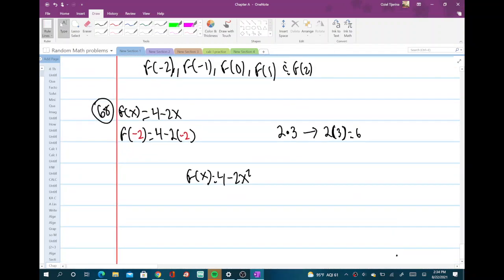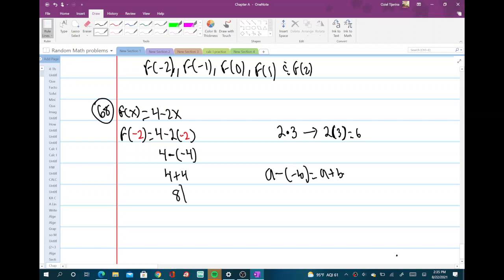So to finish this off, we have f of negative 2, which is 4 minus 2 times negative 2. So it's going to be 4 minus, and then what is 2 times negative 2? That's negative 4. Then we use this rule, a minus negative b equals a plus b. The negatives cancel out, so you're going to say plus 4. That's 8, right?